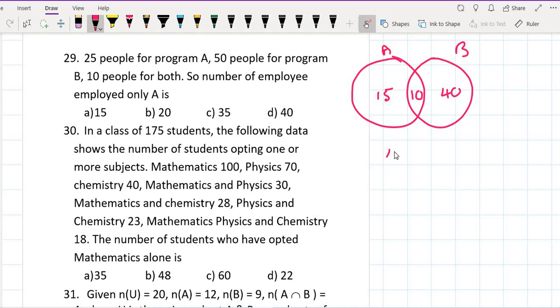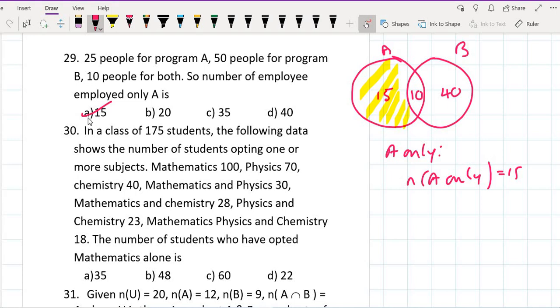Now the question is A only. A only means, as I said earlier, this region. So what will be the answer then? n of A only is 15. Suppose the question is B only, then the answer will be 40. Suppose the question is union, then 15 plus 10 plus 40. So 40 plus 10 is 50, plus 15, 65 will be the union actually. So for question number 29, the correct answer is A, that is 15.